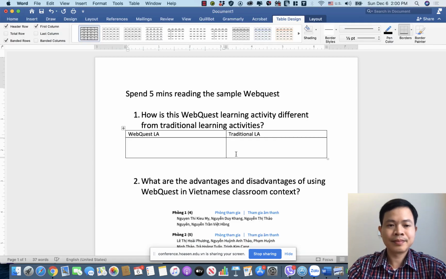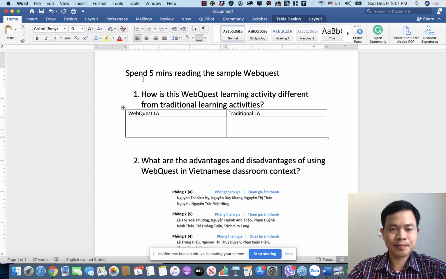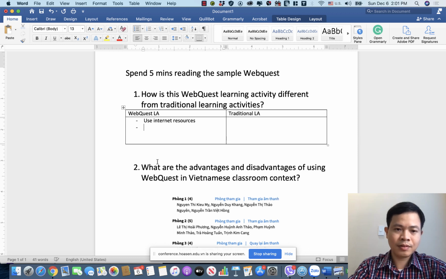I think web quests are activities in which the students use resources to learn about the topic. And I think using web quests encourages creativity of students and promotes group work, and the teacher cannot control the output of the learning activity. Okay. Any other points?